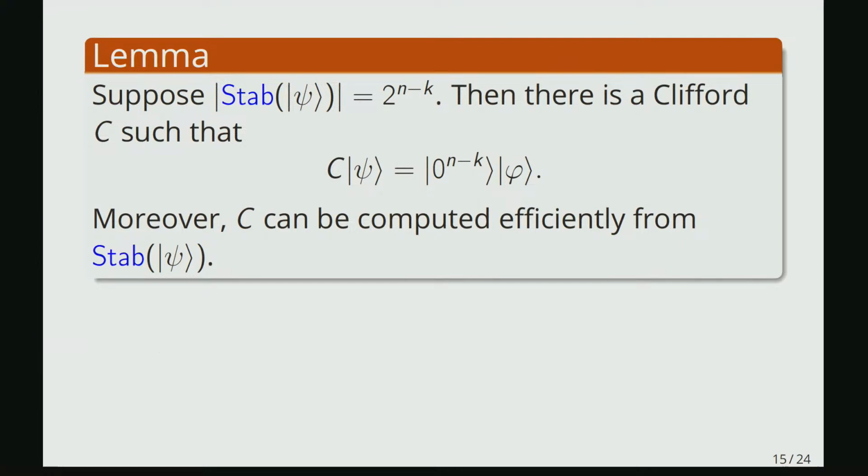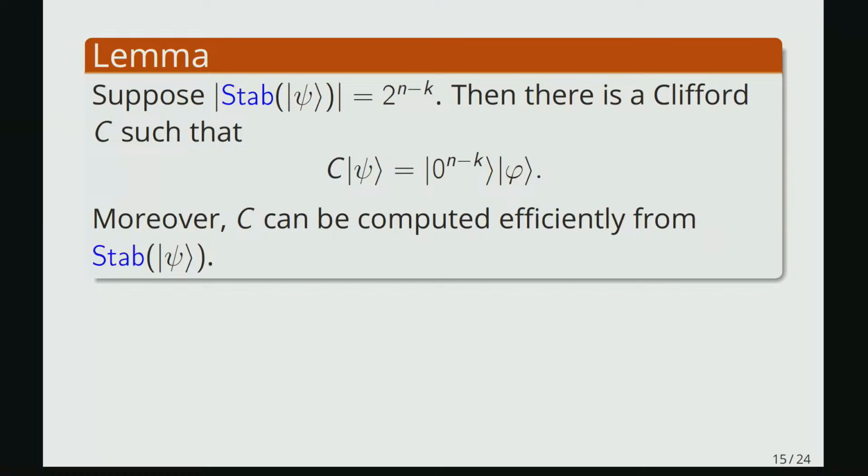So imagine we have a state that has a stabilizer group of size 2 to the n minus k. So for example, if it's the output of a Clifford+T circuit with k many T gates, then you can always find a Clifford circuit that compresses out all of the non-Cliffordness of the state into k qubits. So in particular, there exists a Clifford circuit C that you can apply to psi, such that the result is just the 0 state on n minus k qubits tensor some arbitrary state on k qubits. So these states that have large stabilizer groups have this very clean structure. And not only that, you can also compute this Clifford circuit C efficiently given the stabilizer group of psi.